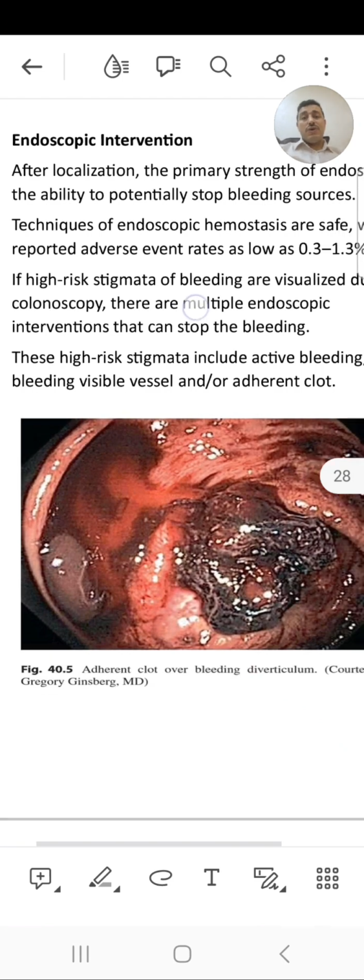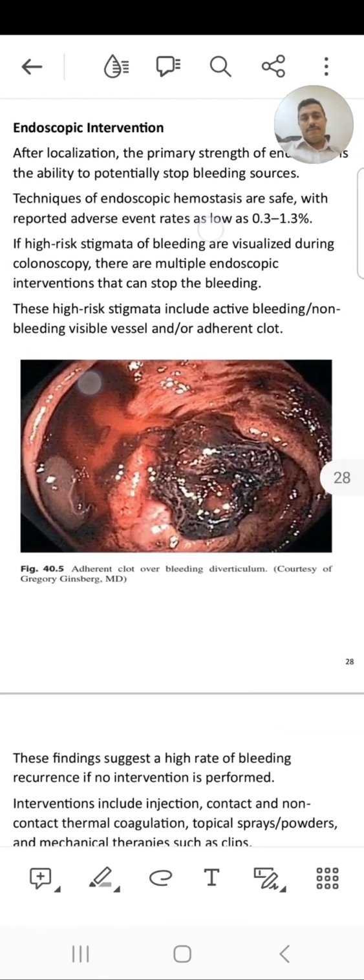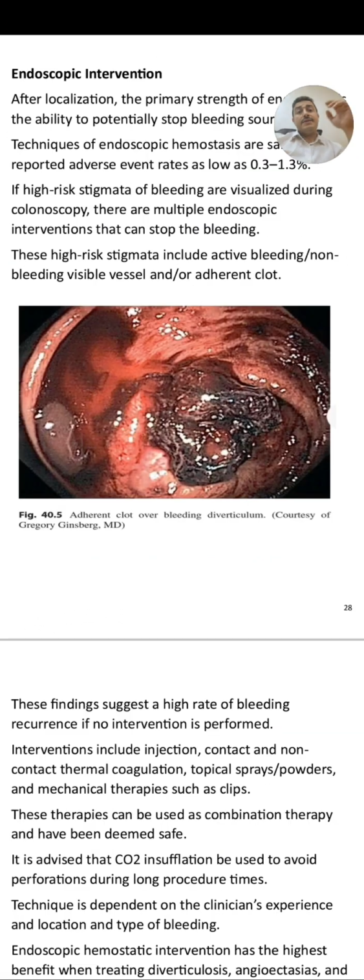Now we are going to talk about the intervention. And about the endoscopic intervention, we already talked about the evaluation, we localize it, and then the intervention. And we have to know that the complication rate or the adverse event is low during the endoscopic procedure. It's less than 2%.